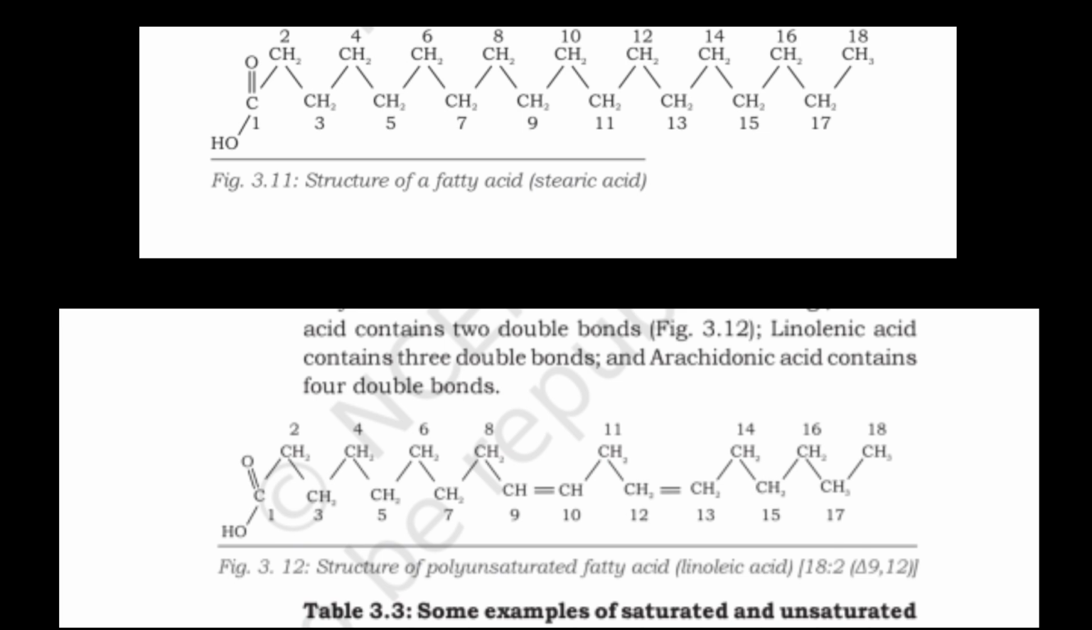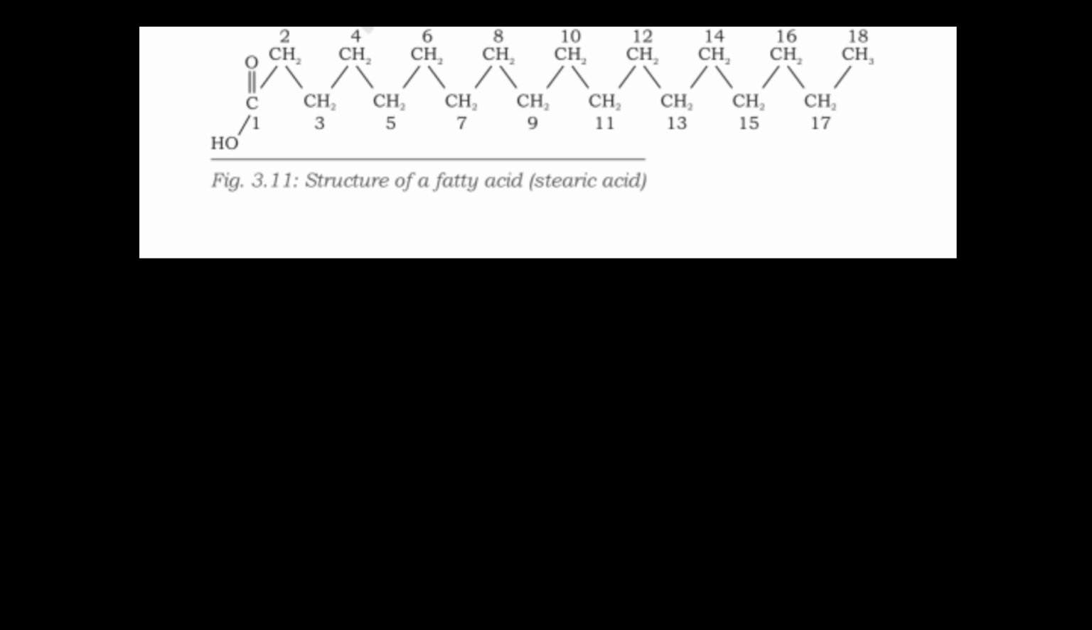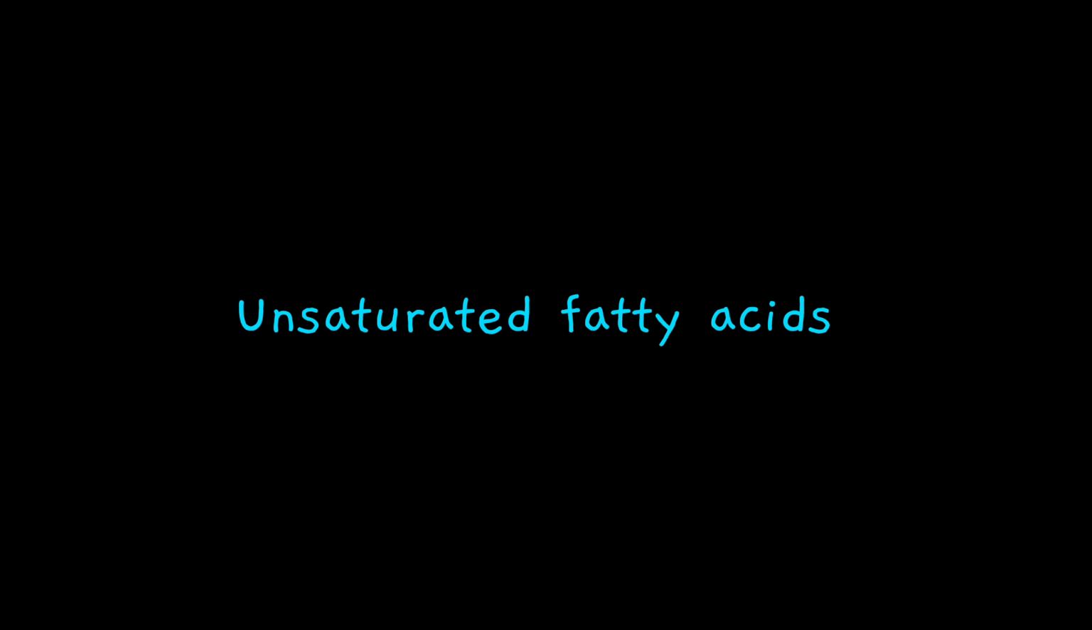So have you seen the figure? Carbonyl carbon is designated as 1 and the methyl carbon as number 18. Fatty acids are denoted by the total number of carbons followed by a colon and then the total number of double bonds, with a delta having a superscript number which defines the position of the double bond in parenthesis. For example, a fatty acid with 18 carbons and 2 double bonds, between C9, C10 and C12, C13, will be denoted as 18:2, and that will be denoted as delta 9, 12.